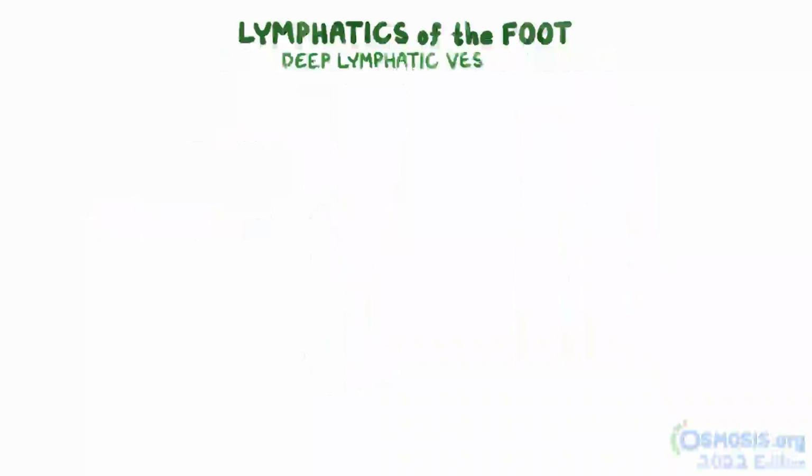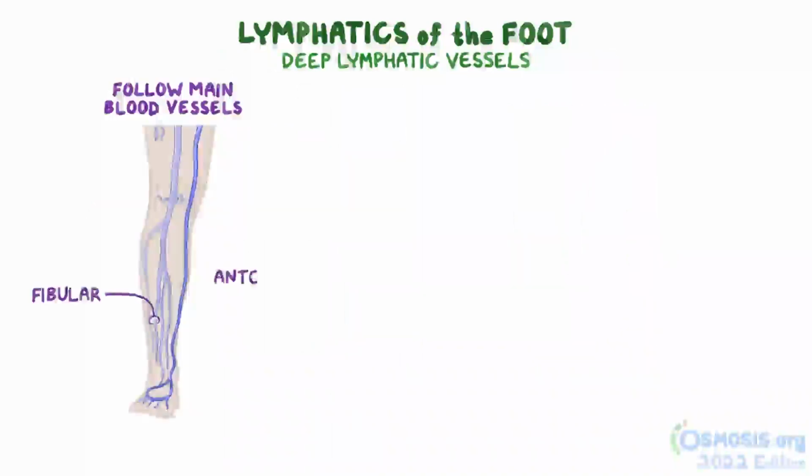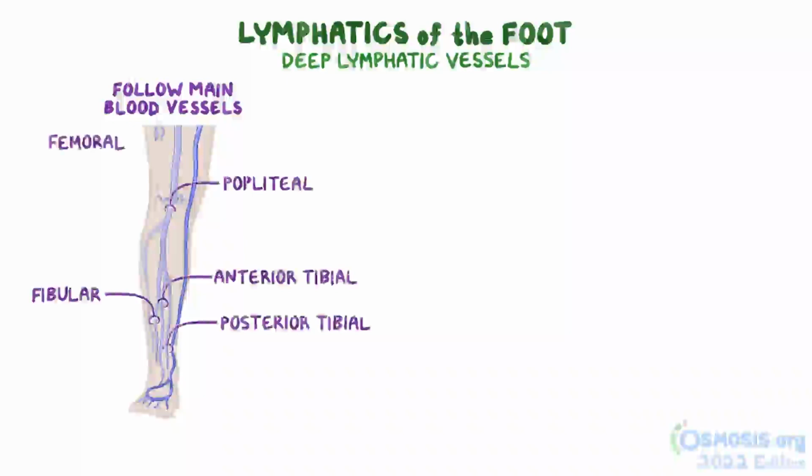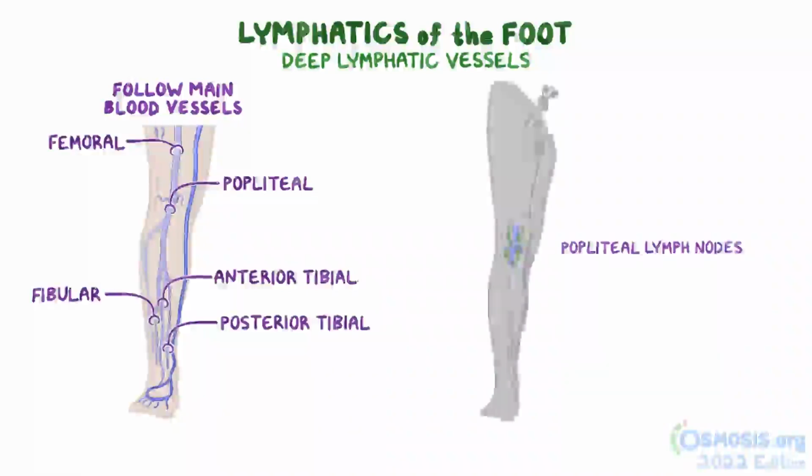The deep lymphatic vessels follow the main blood vessels: fibular, anterior and posterior tibial, popliteal, and femoral veins. These lymphatic vessels also drain into the popliteal lymph nodes, and from them follow the femoral vessels, carrying lymph to the deep inguinal lymph nodes and eventually to the iliac lymph nodes.